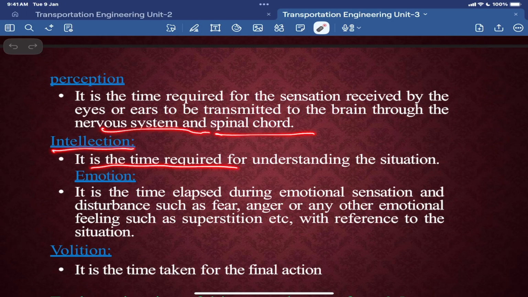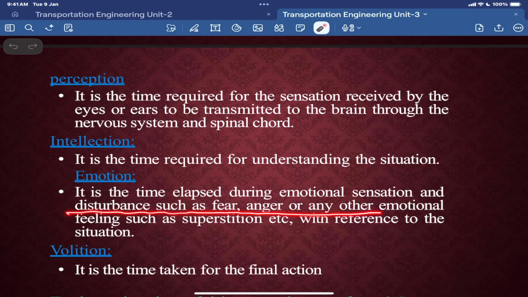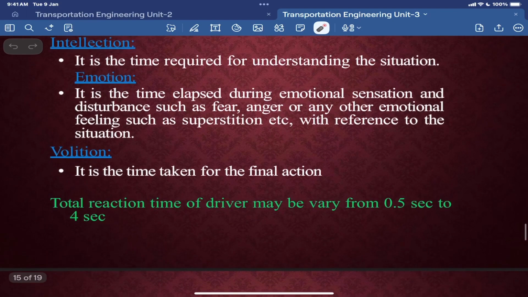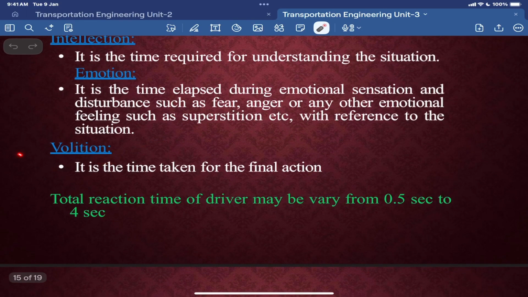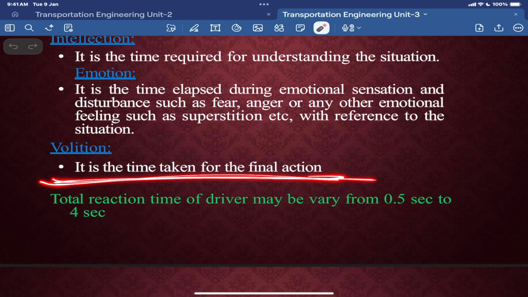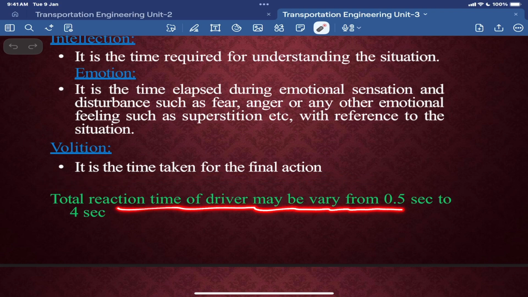Intellection is the time required for understanding the situation. Emotion is the time elapsed during emotional sensation and a disturbance such as fear, anger, or any other emotional feelings such as superstitions with reference to the situation. Volition. What is meant by volition? It is the time taken for the final action. Total reaction time of driver may vary from 0.5 seconds to 4 seconds.